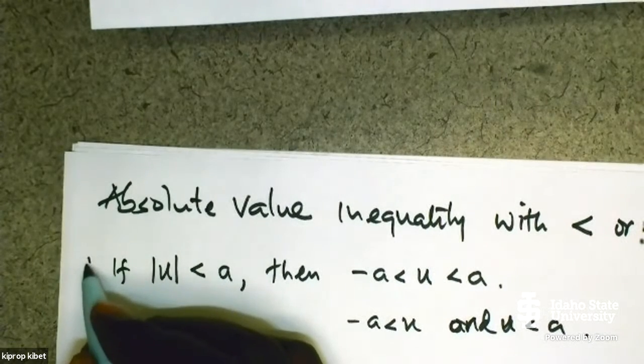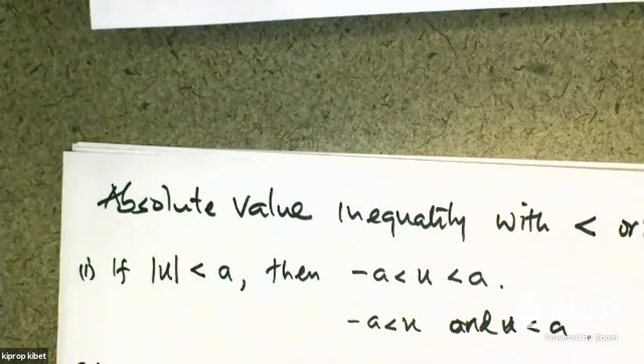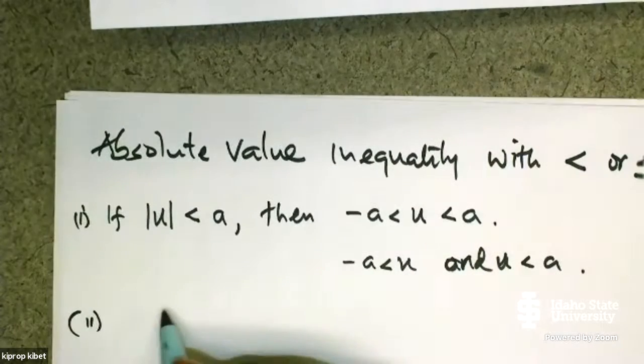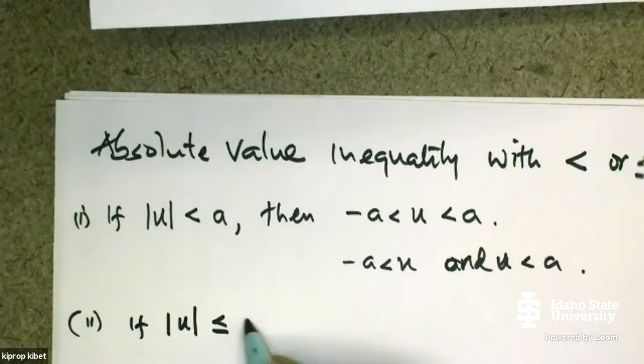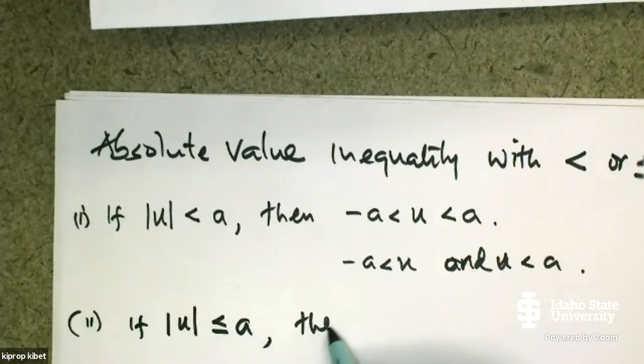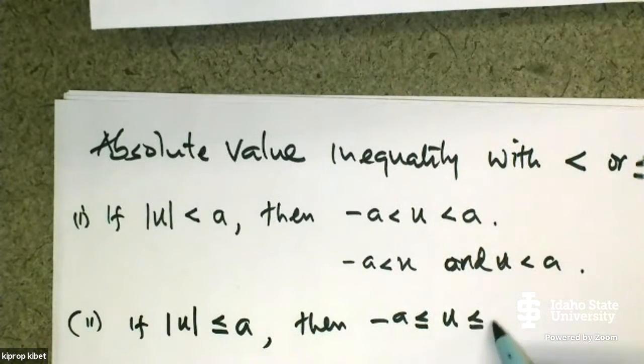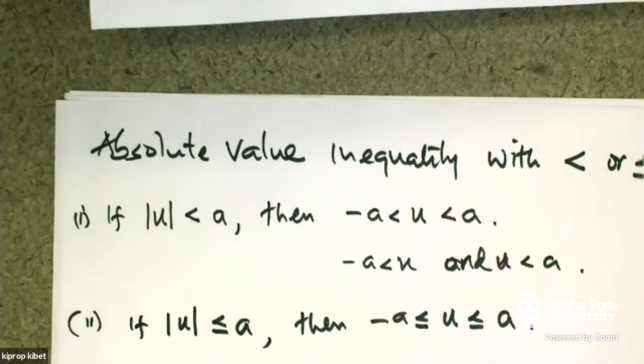That is number one. Number two, if the absolute value of u is less than or equal to a, then minus a is less than or equal to u, less than or equal to a.